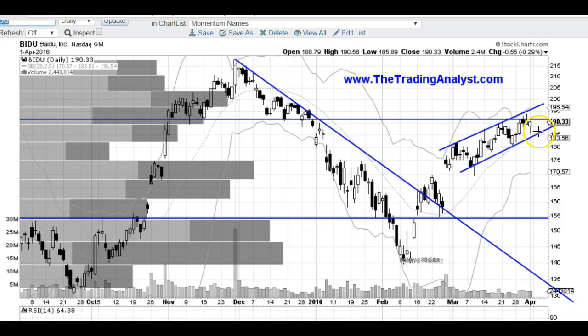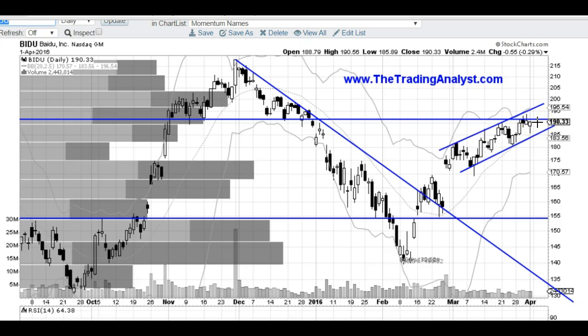If not, we're going to head lower and break below this trend line support right here and potentially fill this gap. Okay, 192 is going to be the level that you're going to want to be paying attention to. Above that, bullish. Below that, bearish.